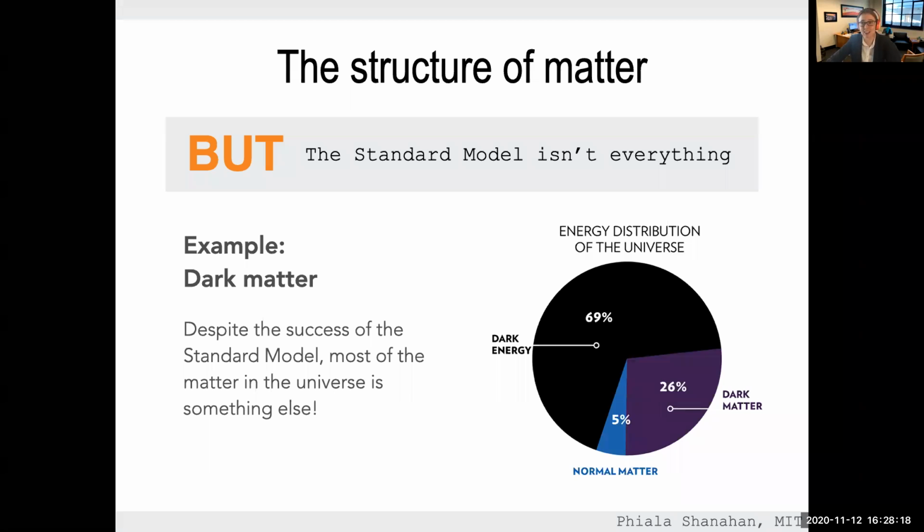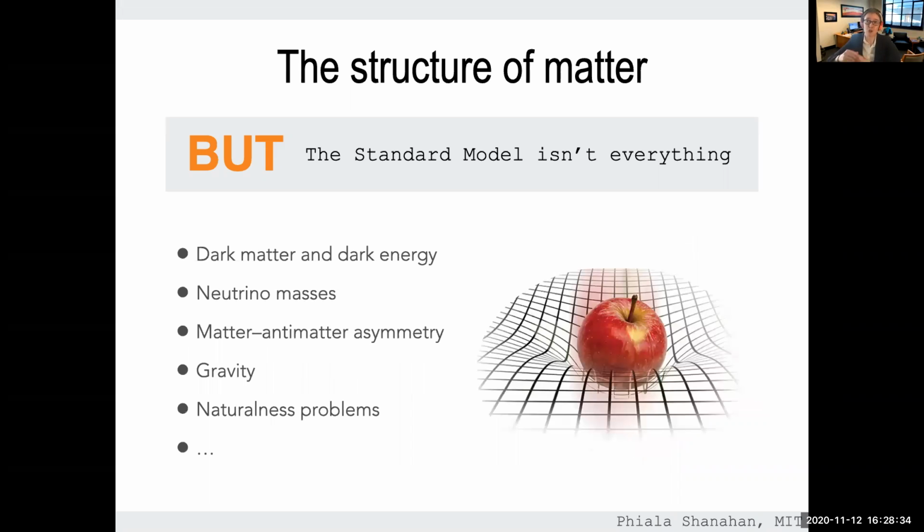But of course, we also know that this extraordinarily successful and predictive theory doesn't describe everything we observe in our universe. Just one example that we'll get back to later in the talk is dark matter. We in fact know that the matter described by the standard model is just this tiny sliver of the energy density, and that most of the matter in the universe is something else. We also know that neutrinos have masses, but they don't in the minimal standard model. There's an asymmetry between matter and antimatter that we can't explain. How does gravity fit in? There are naturalness questions. Why is there this big discrepancy between the weak and gravitational scales? So clearly there is physics beyond the standard model, and we're always seeking to constrain that better to understand the physics that we don't know.